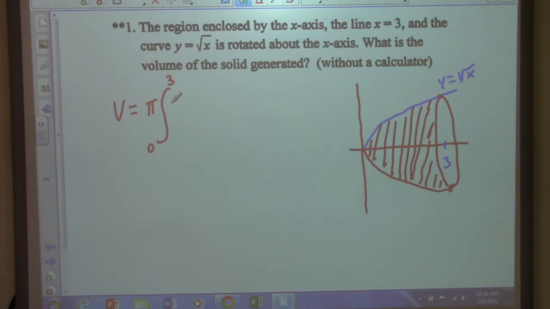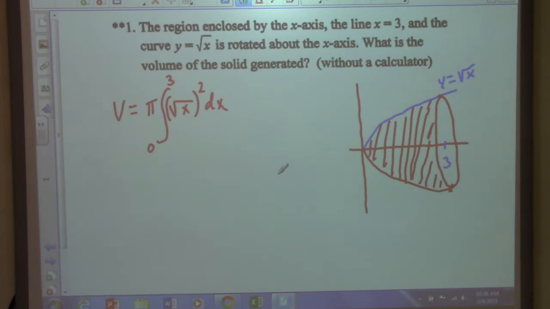And then it's going to be R what? R. What's going to be the area of a circle? Pi R squared. So we take our R, which is right like this, and we're going to square it, and then dx, right like this.